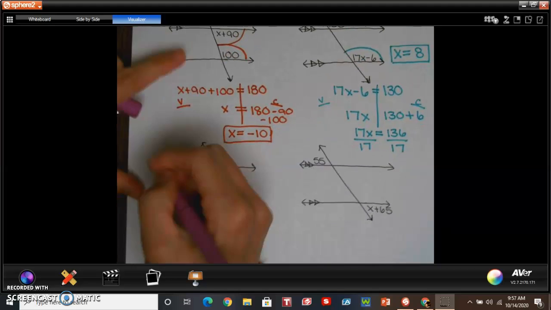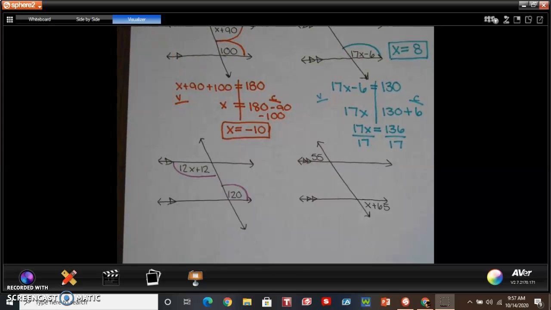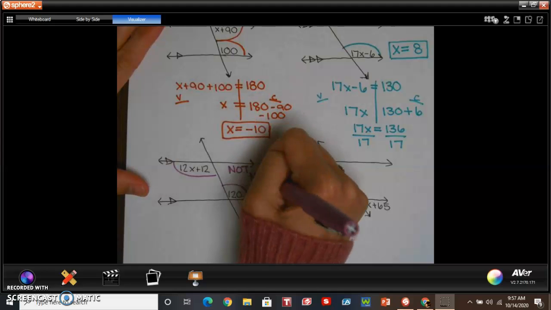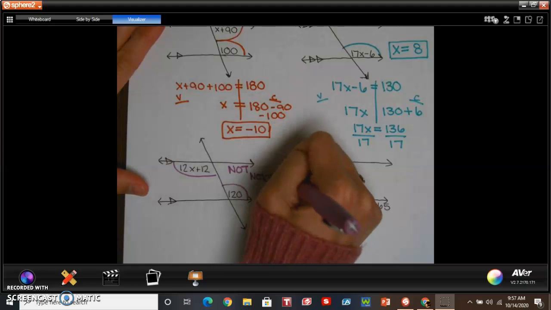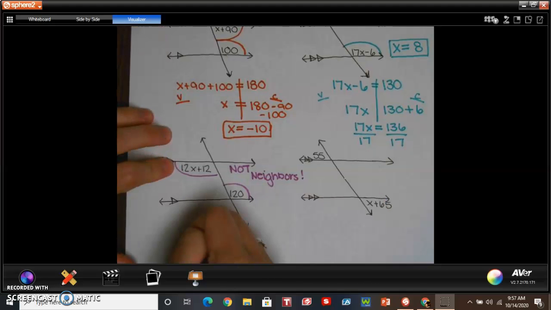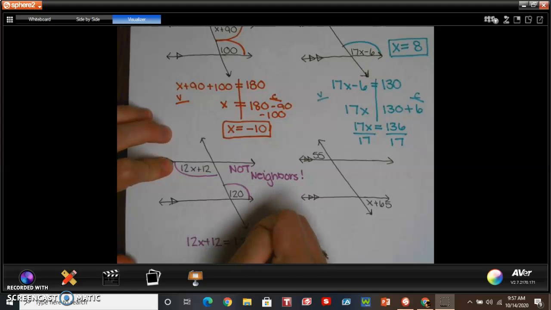We know 12x plus 12, and we know 120. So my question is, neighbors or not neighbors? Well, they're far away from each other, so they are not neighbors. And remember, when we're not neighbors, we're equal to each other. So we would say 12x plus 12 equals 120.